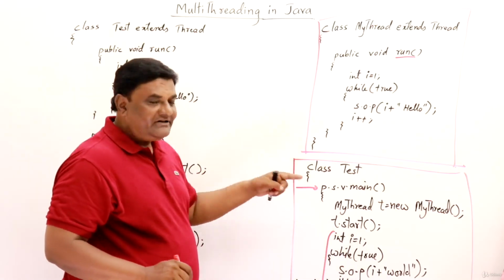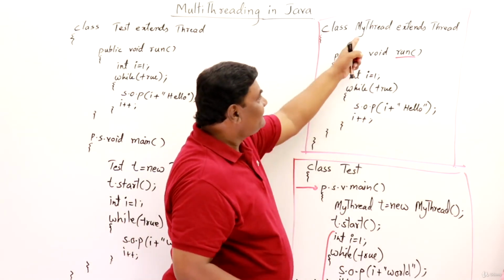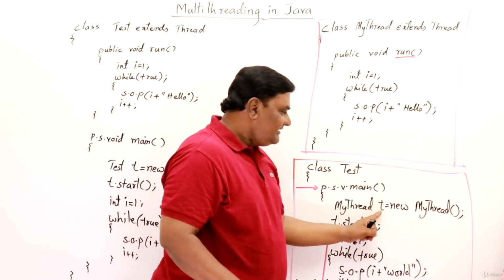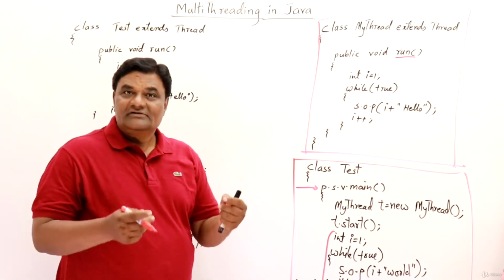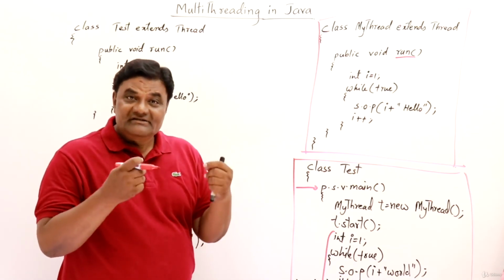Now, before that, what is it doing? Creating an object of the MyThread class. Creating an object. t is a reference. So a thread is created. That thread, it's a thread now. That thread is created.